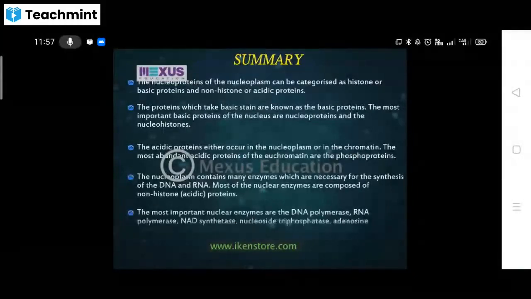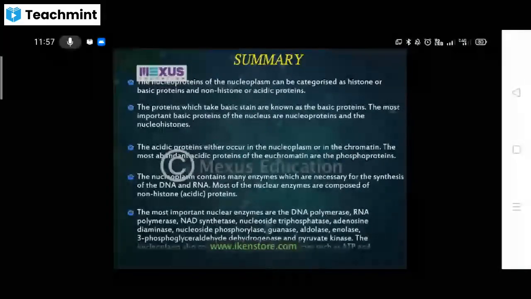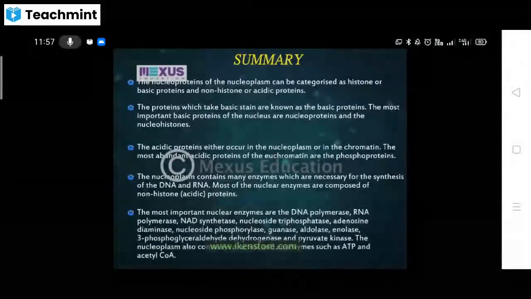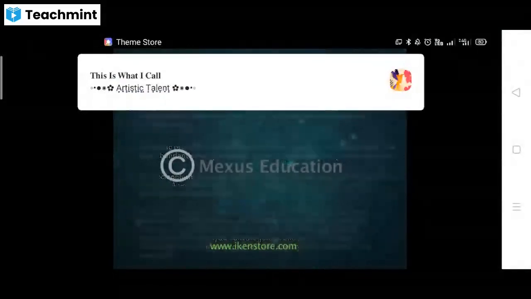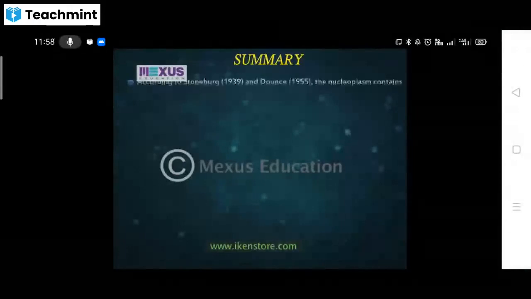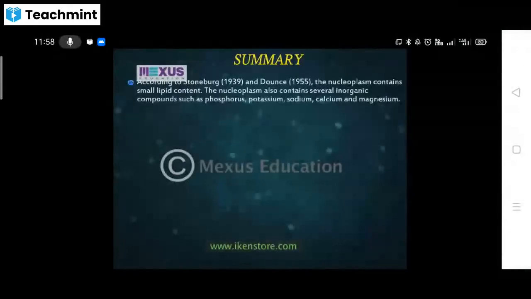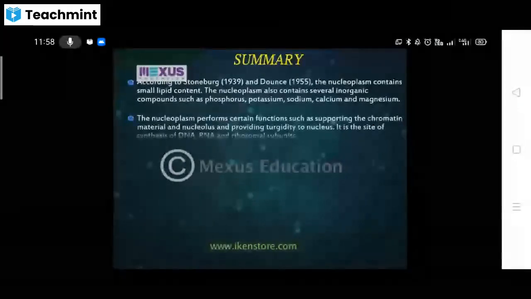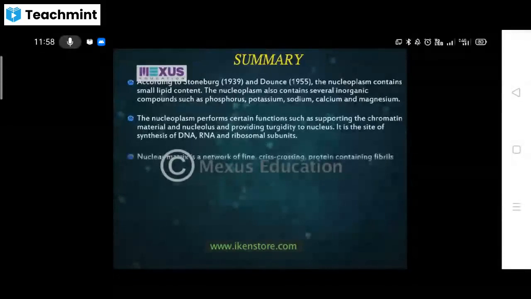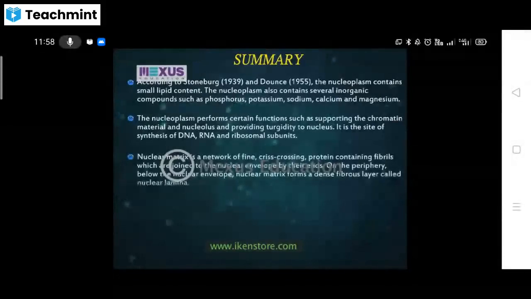So this is some part of the nucleus and the nuclear envelope, and whatever other parts there are of the nucleus, they have made here as a 3D visualization video. These are the last summarized points about the nucleus.